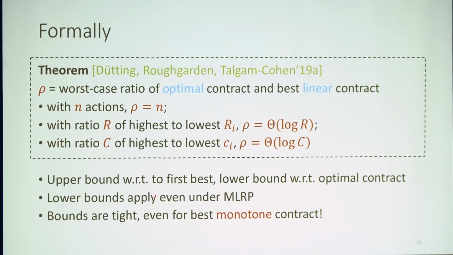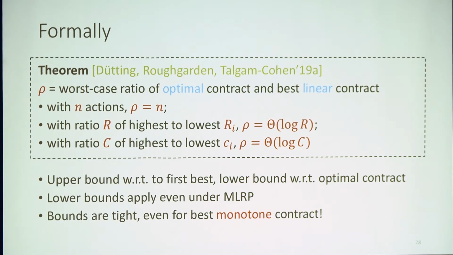Okay, I should emphasize that all the upper bounds are with respect to the first best, so not just the optimal contract, but the optimal welfare, whereas all the lower bounds are with respect to the optimal contract. All of them are tight. And the lower bounds apply even under this regularity assumption of MLRP, which Imbal mentioned.